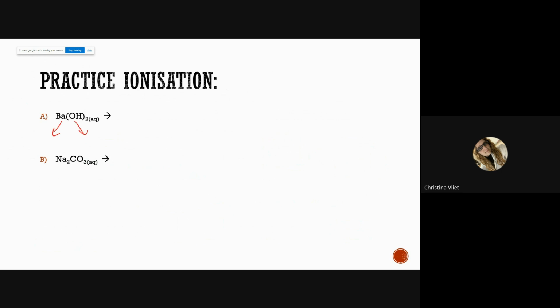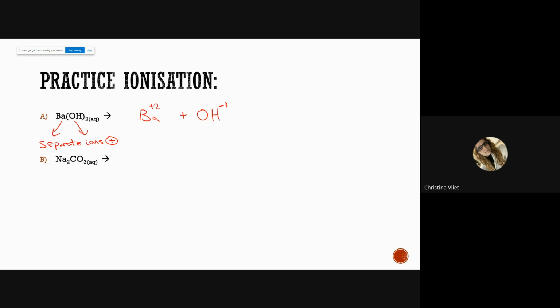Right. So first thing you've got to do is separate your ions. You separate them with a plus. So you've got barium, and what's the other one here? Barium being separated from hydroxide. Oh boy, but what are the charges? What are the charges? Barium is +2. Hydroxide is -1.